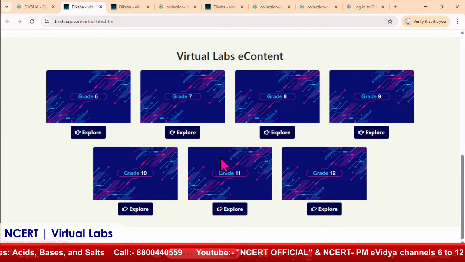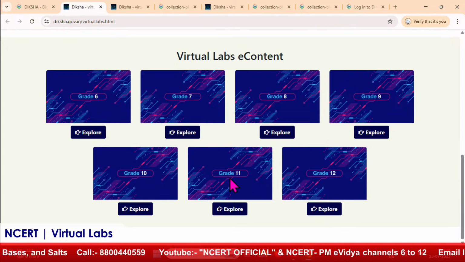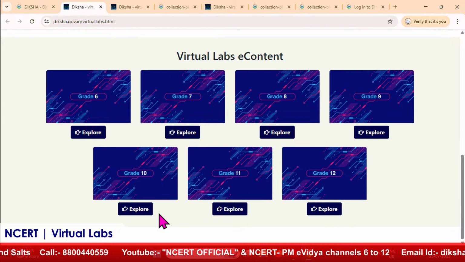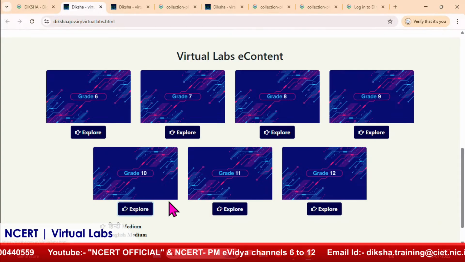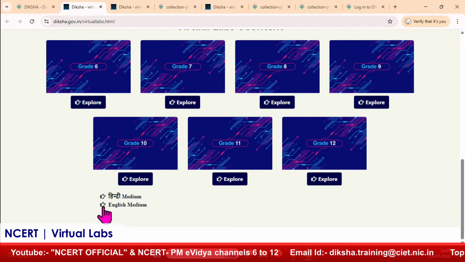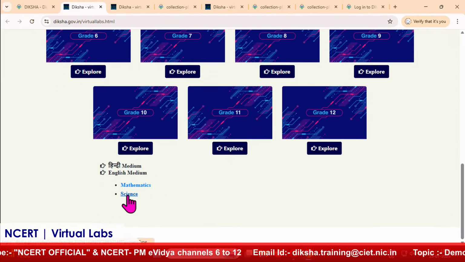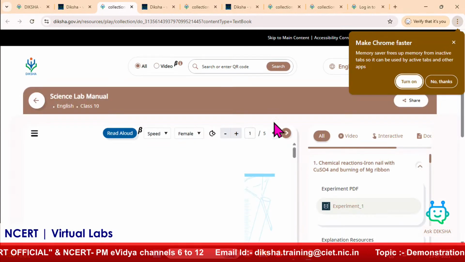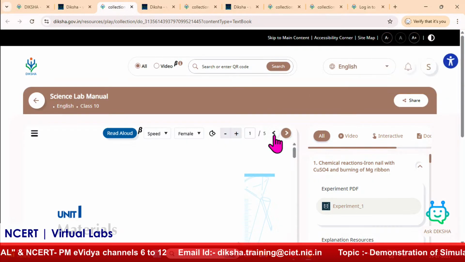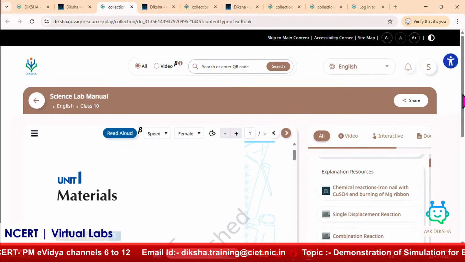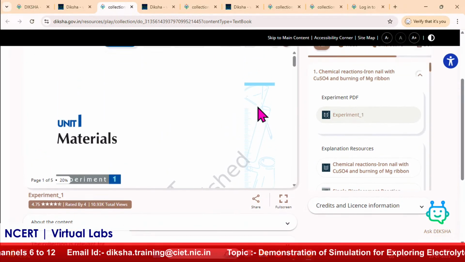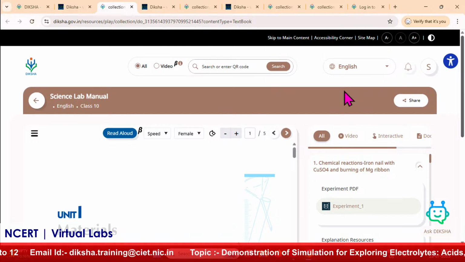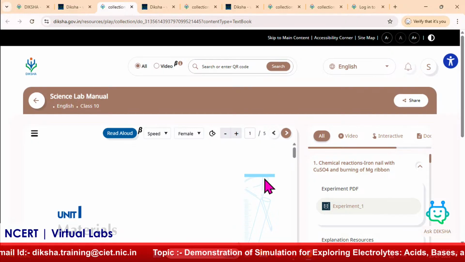Here you can see that the content of the virtual lab is aligned from grade 6 to grade 12. In order to explore any content, you must have seen through the poster that today's experiment is of class 10. So I'll click on the explore tab and I'll click on science. Here you can see a TOC has appeared.